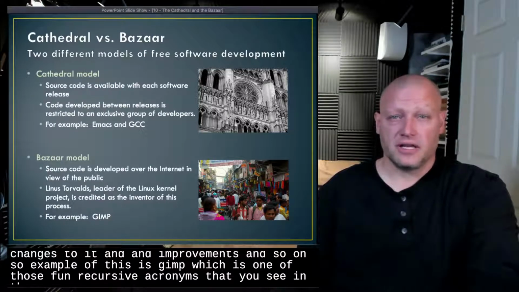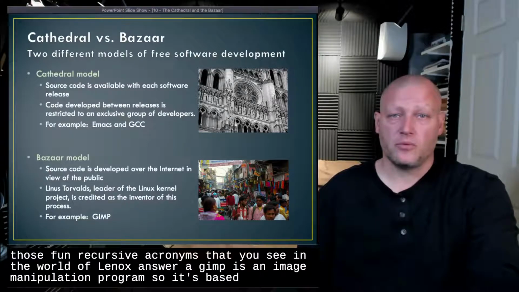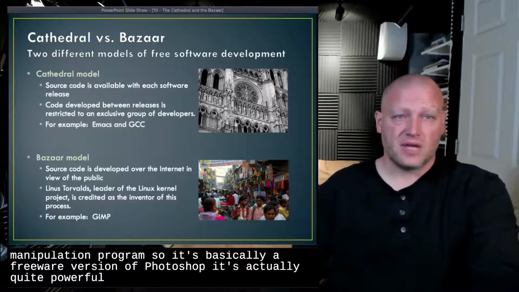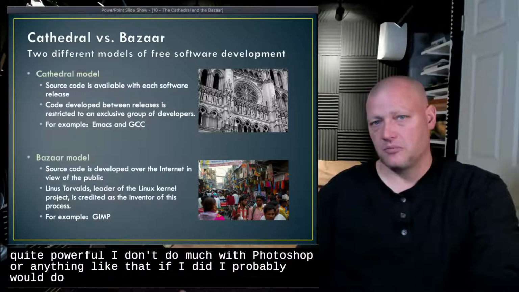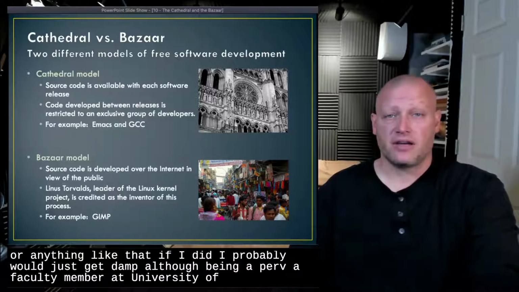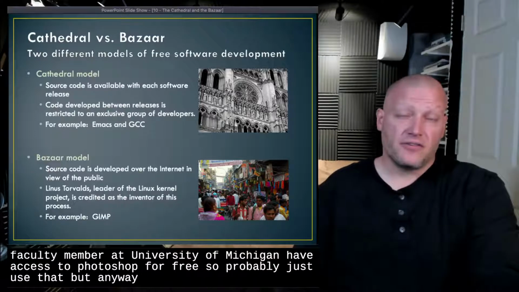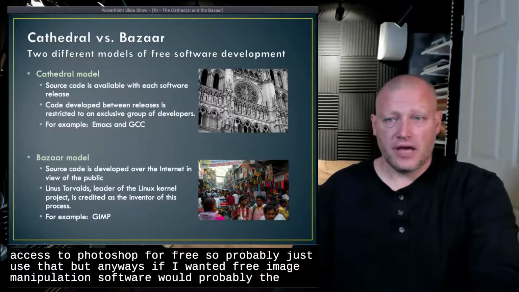So an example of this is GIMP, which is one of those fun recursive acronyms that you see in the world of Linux. It stands for GIMP is an image manipulation program. So it's basically a freeware version of Photoshop. It's actually quite powerful. I don't do much with Photoshop or anything like that. If I did, I probably would just get GIMP, although being a faculty member at University of Michigan, I have access to Photoshop for free, so I'd probably just use that. But anyways, if I wanted free image manipulation software, GIMP would probably be the place to go for that.